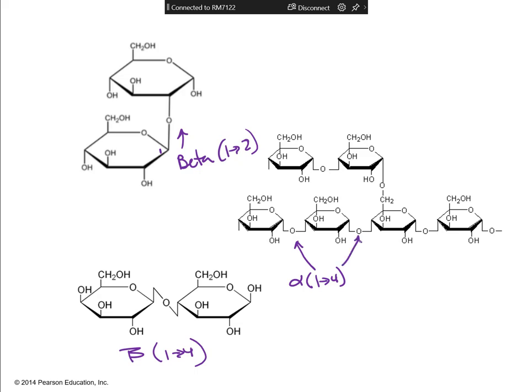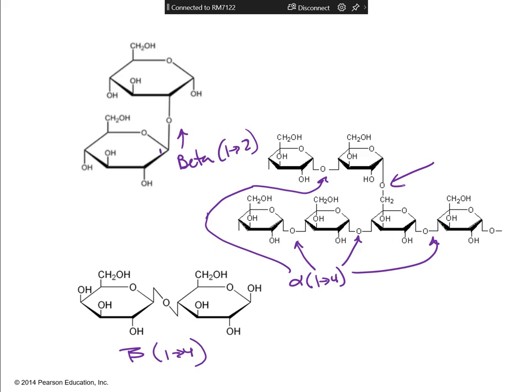But then what's this one? Same thing. This one? Same thing. Do you see that even this one is the same thing? That all of those are alpha 1 to 4. That just creates these glucoses that are side by side in this long chain. Very common in starch. But then how's this one different?